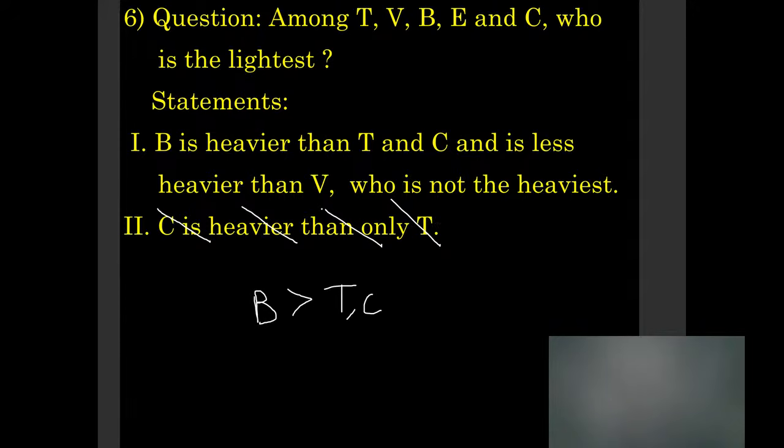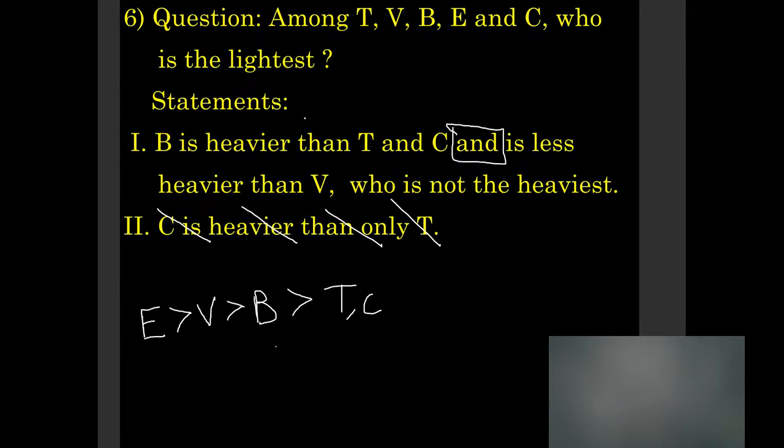Next, N is less heavier than V. Here N is a conjunction, which joins two sentences, so it is describing B. B is less heavy than V, which means you should take V before B. Next, V is not the heaviest. As V is not the heaviest, there is another person who is heavier than V. Here already four people are covered: V, B, T, C. So the remaining person is E. So E is the heaviest.